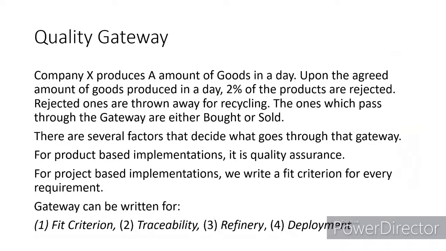Here is an example of a quality gateway. Company X produces A amount of goods in a day. Upon the agreed amount of goods produced in a day, 2% of products are rejected. Rejected ones are thrown away for recycling. The ones which pass through the gateway are either bought or sold. There are several factors that decide what goes through that gateway. For product-based implementations, it is quality assurance, so QA. For project-based implementations, we write fit criterion for every requirement.